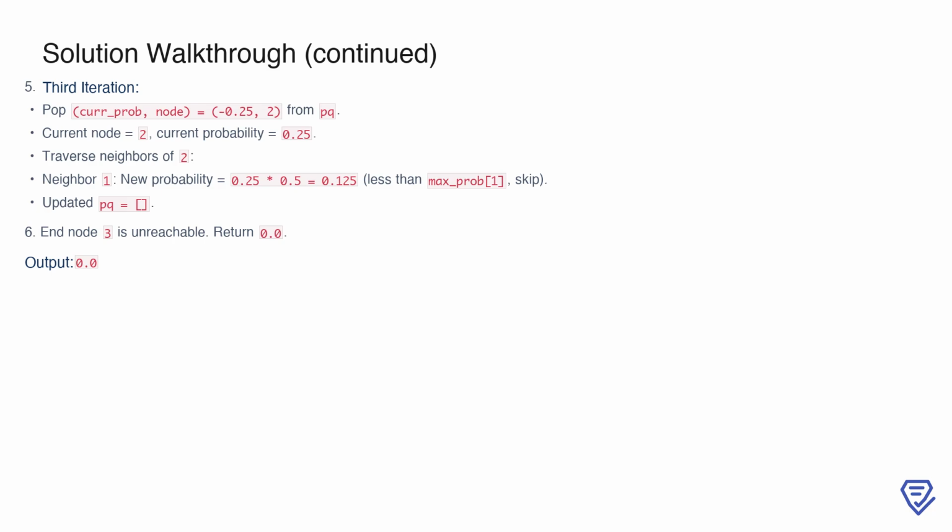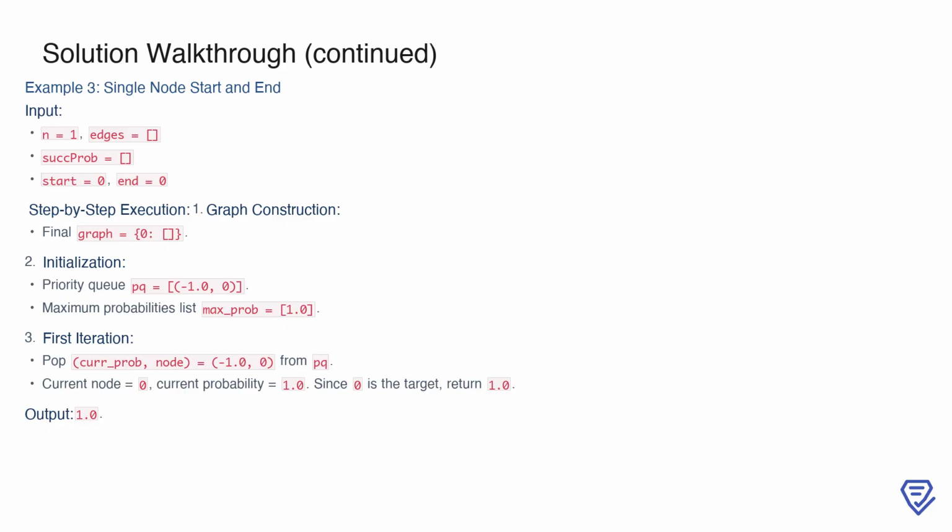In the third example, we have a single node where the start and end nodes are the same. For the single node example, the graph construction step results in an empty adjacency list for the node, as there are no edges. The priority queue is initialized with the single node, and its probability is set to 1.0 in the max_prob list. In the first iteration, we process the node with its probability of 1.0. Since the current node is the target node, we immediately return the probability of 1.0. This indicates that the maximum probability of successfully traveling from the start node to the end node in this case is 1.0. This concludes the walkthrough of the solution.